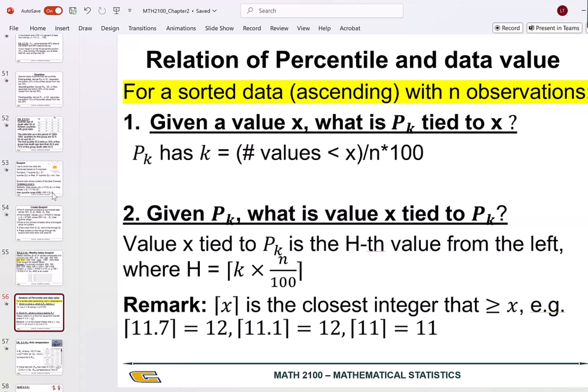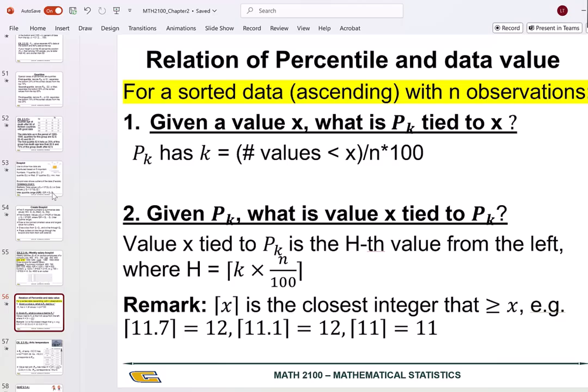So the relationship between the percentile and the data value: for sorted data in ascending order, which is the default for this class, with n observations and a given value x, we care about what the percentile pk tied to x is. In order to calculate pk, k is calculated using the number of values less than x divided by n, the sample size.